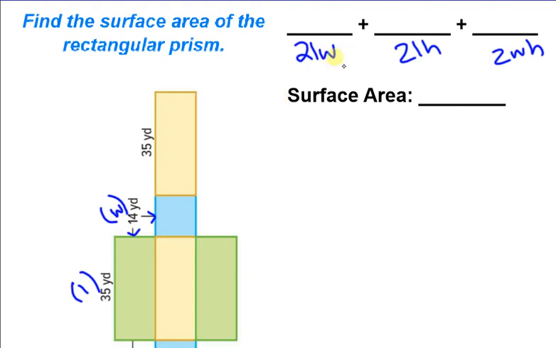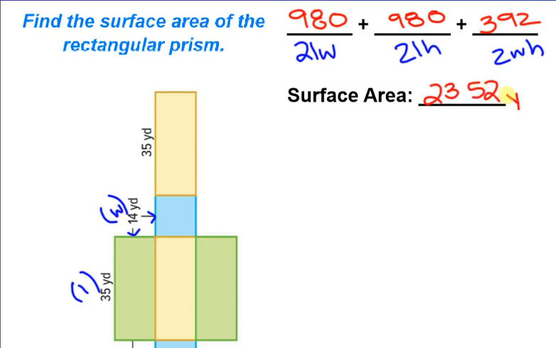All right. So let's move up just a little bit. All right. So we have 2 times L times W. So it's going to be 2 times 35 times 14, which is going to give us 980. The next one is 2 times L times H. So 2 times 35 times 14. And that's going to give us 980 again. And then the next one is going to be 2WH, so 2 times 14 times 14. And that's going to be 392. And when we add all those up, 980 plus 980 plus 392, we're going to get 2,352. And this is going to be yards squared.